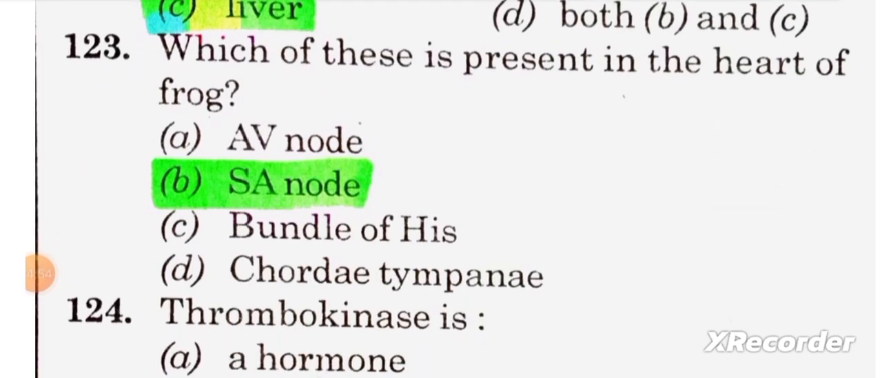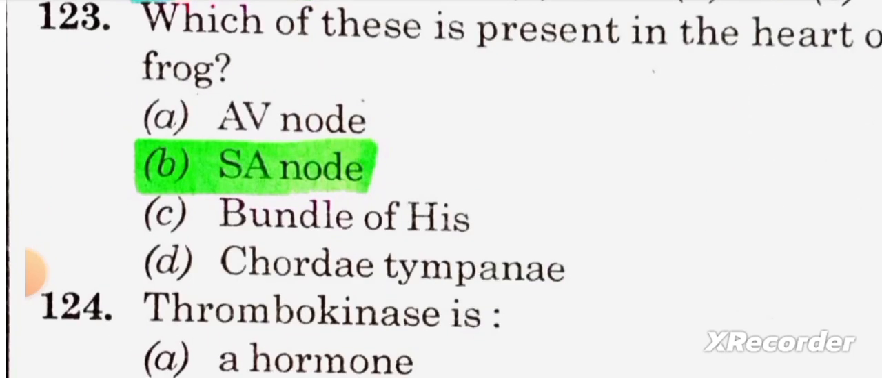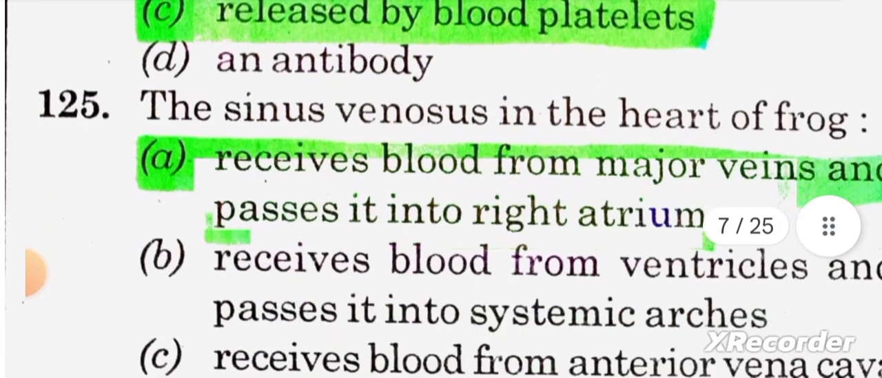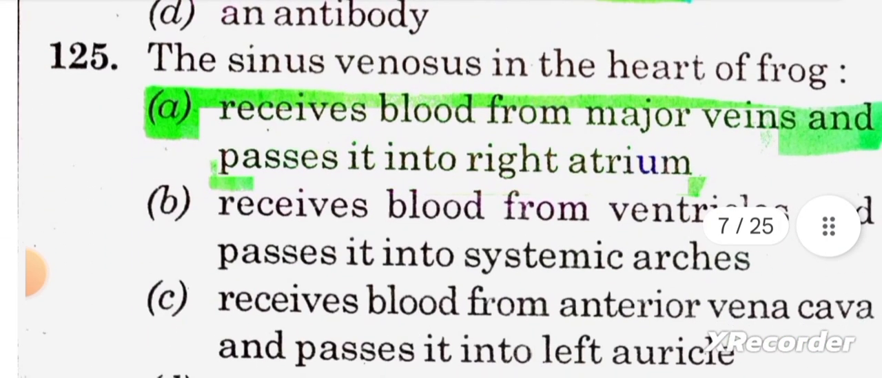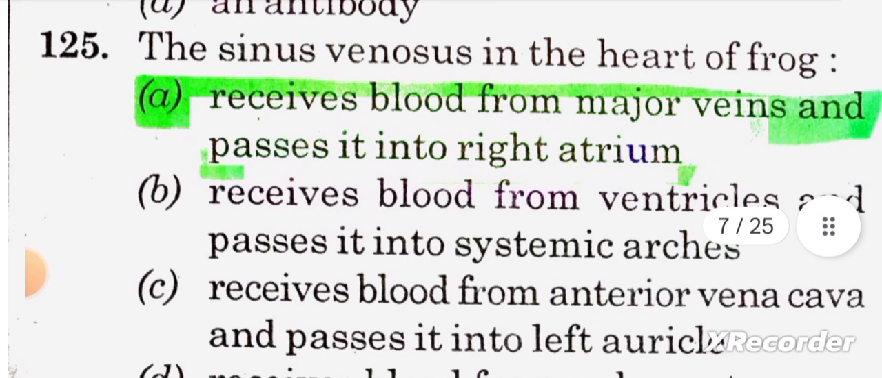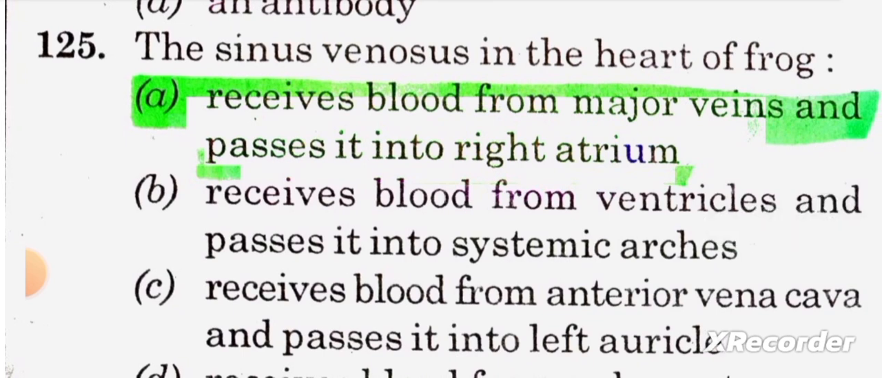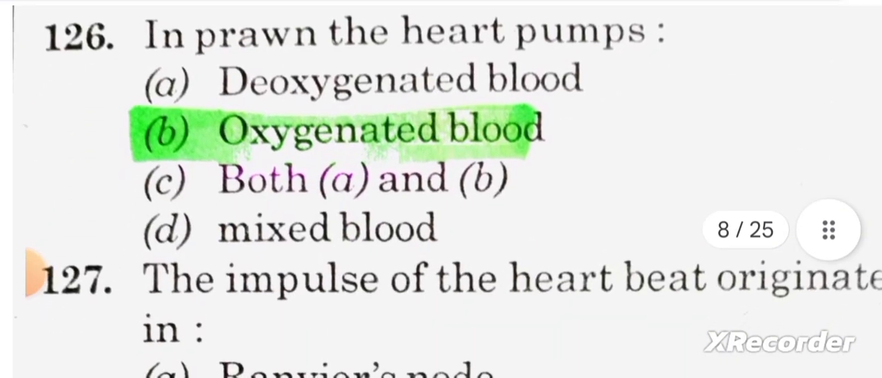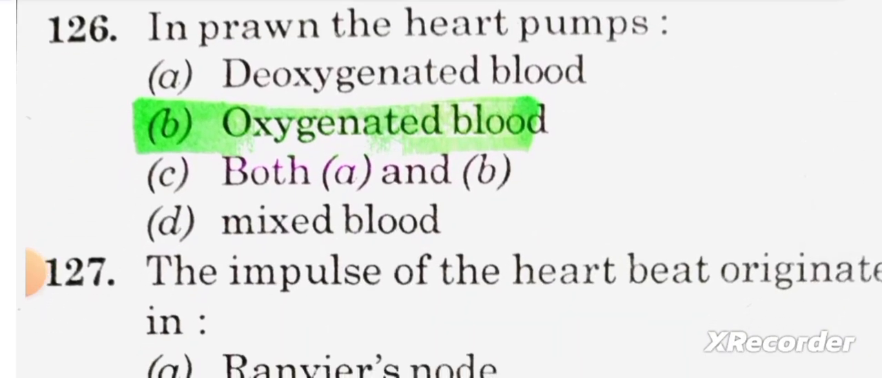Next, 123. Which of this is present in the heart of frog? Answer B, SA node. Next, 124. Thrombokinase is answer C, released by blood platelets. Next, 125. The sinus venosus in the heart of frog. Answer A, receives blood from major veins and passes it into right atrium. Next, 126. In prawn, the heart pumps answer B, oxygenated blood.